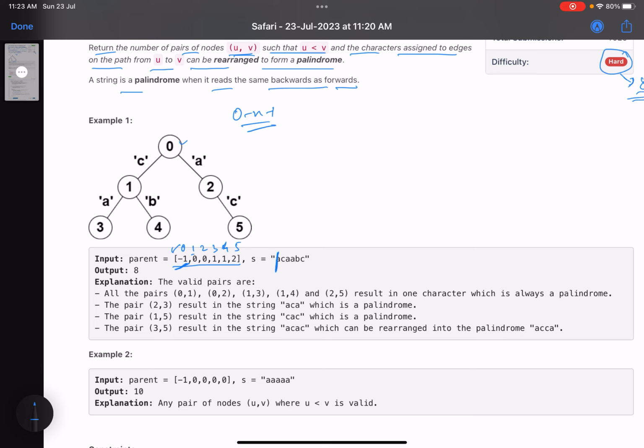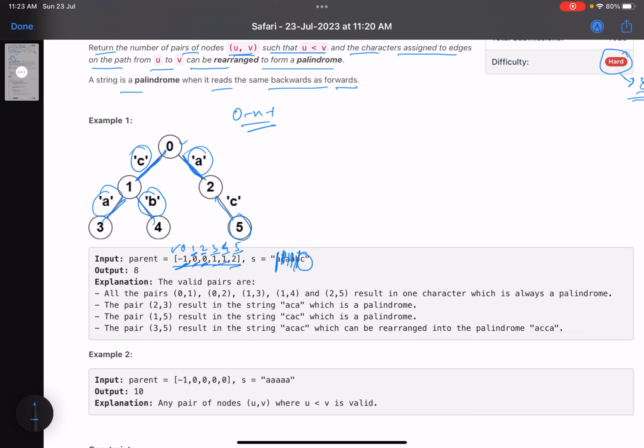Then node number 1 has node number 0 as parent, and that particular edge has a character C. Great. Node number 2 has parent 0 and the edge has a character A. Just see, 2 has parent 0 and character A. Then again node number 3 has parent 1 and character A. Great. Node number 4 has parent 1, character B. And then node number 5 has parent 2 and character C. Right? This is what the tree looks like.